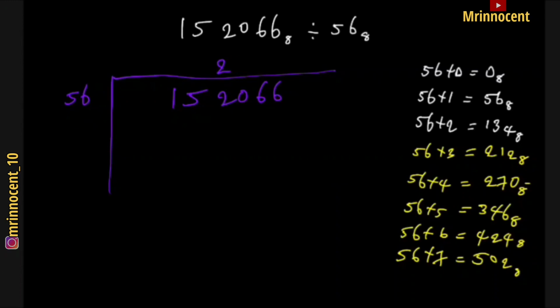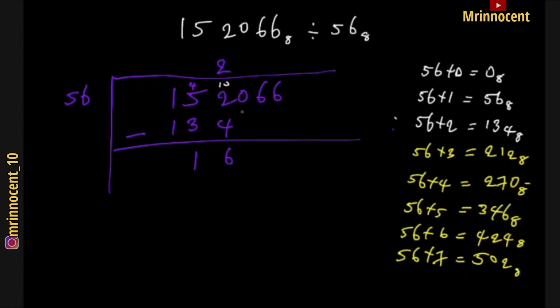2 times 56 is 134 in base 8. So you subtract. 2 minus 4 cannot, borrow 1 here, call it 8. 8 plus 2 is 10. 10 minus 4 is 6. This one you have 4. 4 minus 3 is 1. And this is 0.